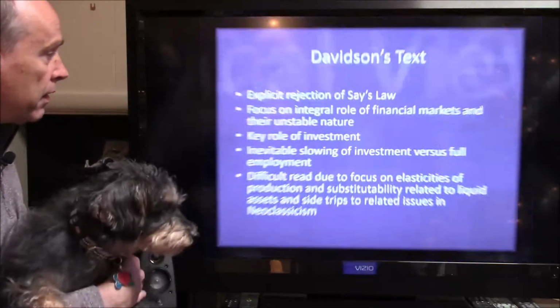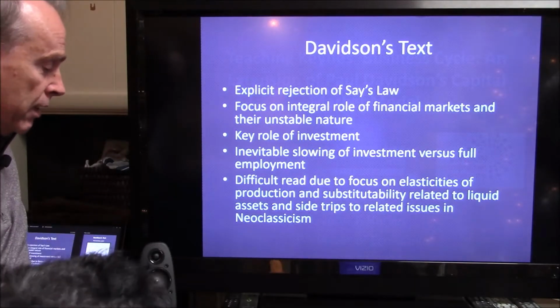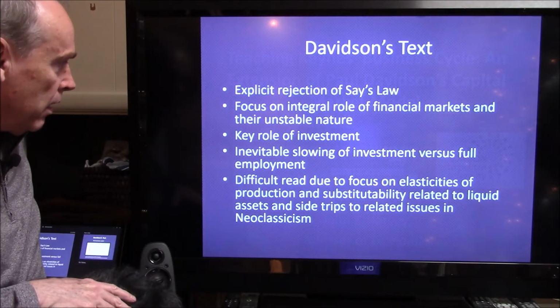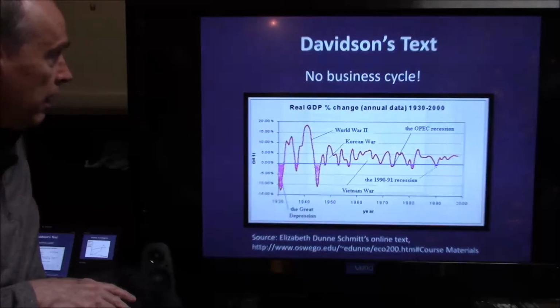All right, this is me setting up the paper. This is actually the presentation I did, so this is me setting up the paper. Let's see here, and then the business cycle.